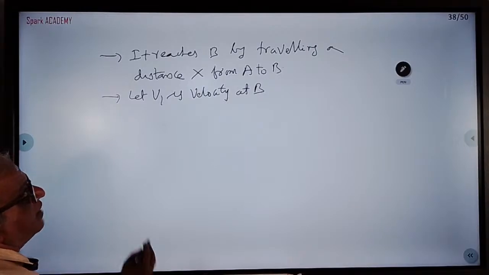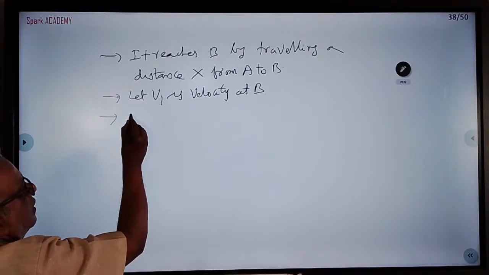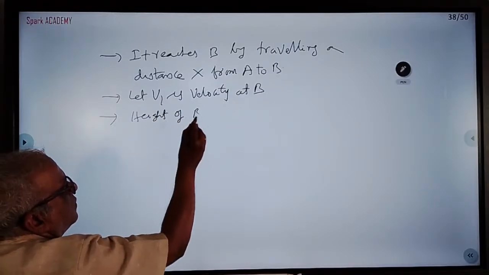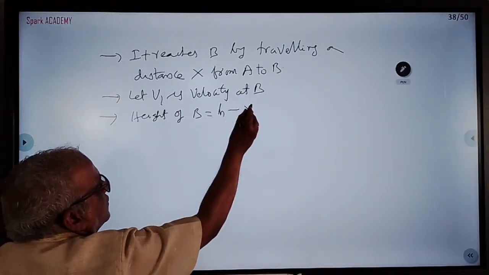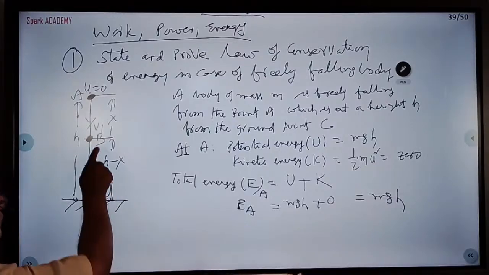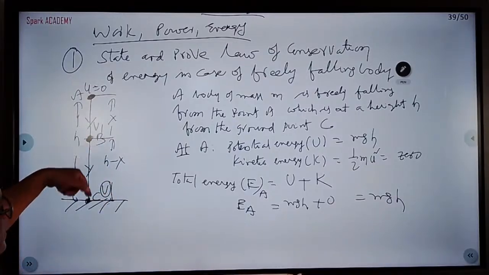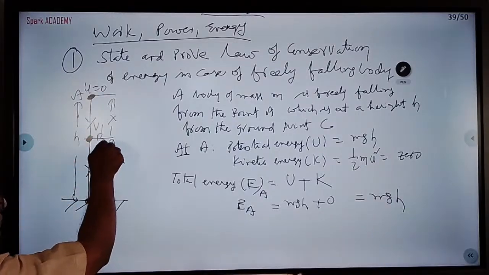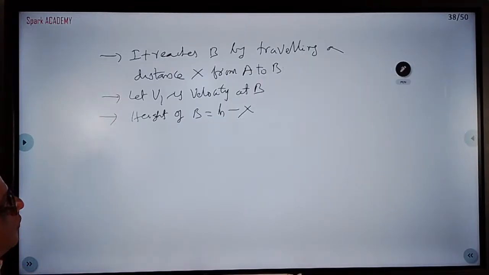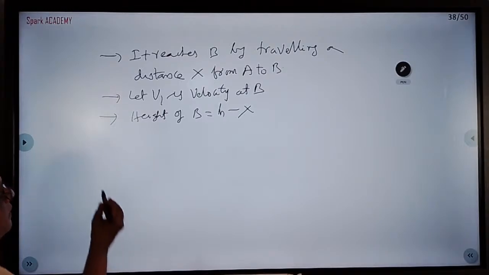Therefore, what is the height of B? I am telling, the height of B is not x. Height is always measured from the ground. Height of B is nothing but h minus x. Friends, you see, the height of B from the ground, you have to see BC, is h minus x.